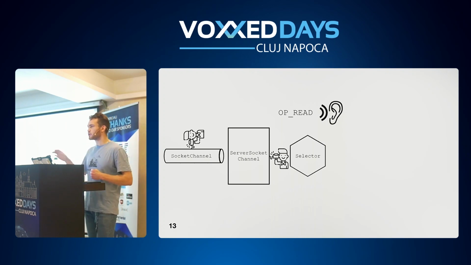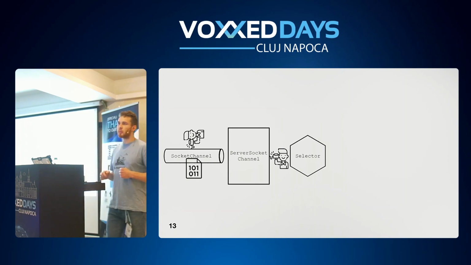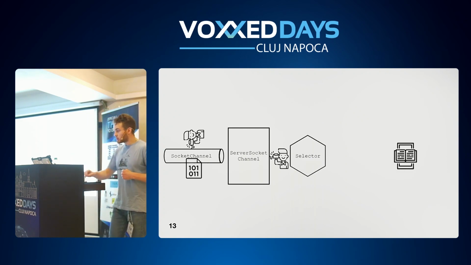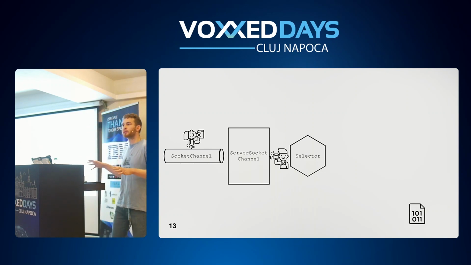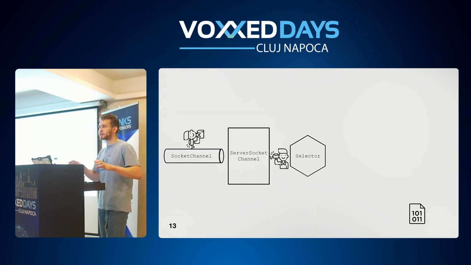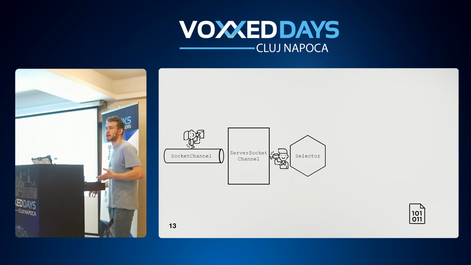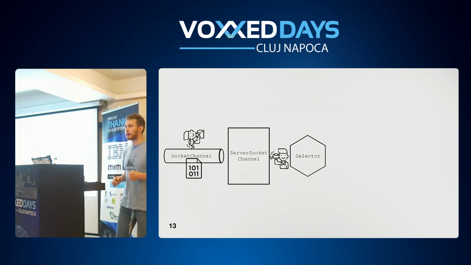So we can register another selector into another event in our selector. And once we got some new incoming data in our socket channel, selector will notify us about that. So once we got the notification, we can safely, non-blockingly read our data from this socket channel. Of course, we would like to process this data somehow. And the final operation in this flow is writing data to socket channel back.